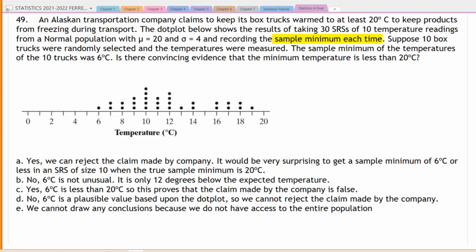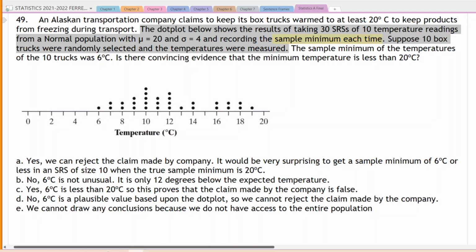So if we have a sample and we have a minimum temperature in that sample that is low in comparison to the rest of the dots here from the population, that means that it was unlikely that the average temperature for that sample was actually 20. So that's the first part here. All of this is the setup to the question. The question itself is this piece right here.